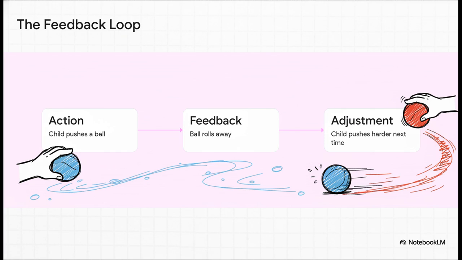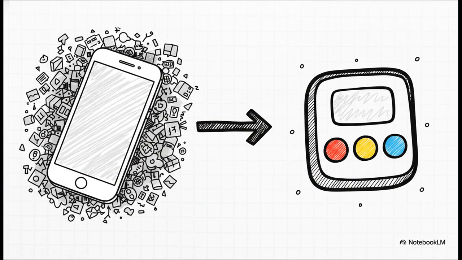Imagine a kid pushing a ball. The ball rolls away. Boom. That's not just playtime. That is a stable, repeatable masterclass in cause and effect, in force, and in making a prediction. But here's the catch. For this feedback loop to actually work, toys have to simplify the incredibly noisy, chaotic world we live in.